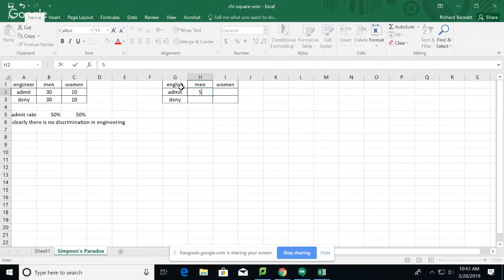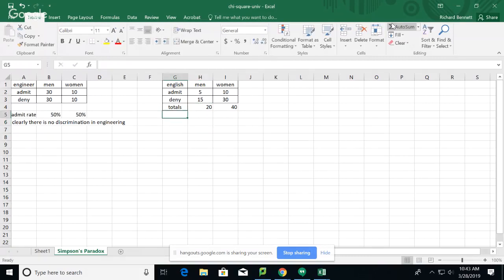Okay? There were 5 men admitted. There were 15 denied. There were 10 women admitted. There were 30 denied. Okay? Now, let's practice our marginal distribution because this one's not quite as easy to do in your head, right? We should figure out our totals, right? So if I get my sum here, 20 and 40, okay?